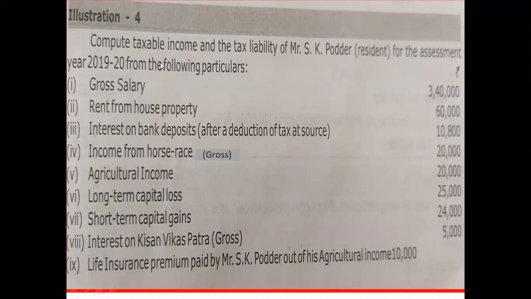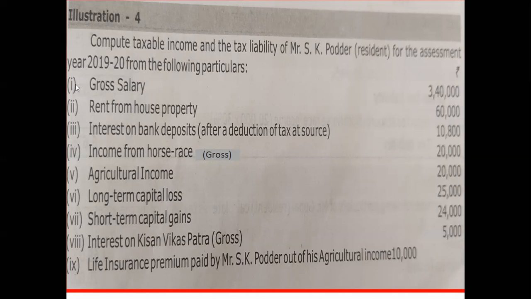So they have asked to calculate the taxable income and tax liability of an individual person, and they have not mentioned the age. So it is assumed that he is an individual and age is less than 60 years. So based upon that, we need to calculate the tax liability.